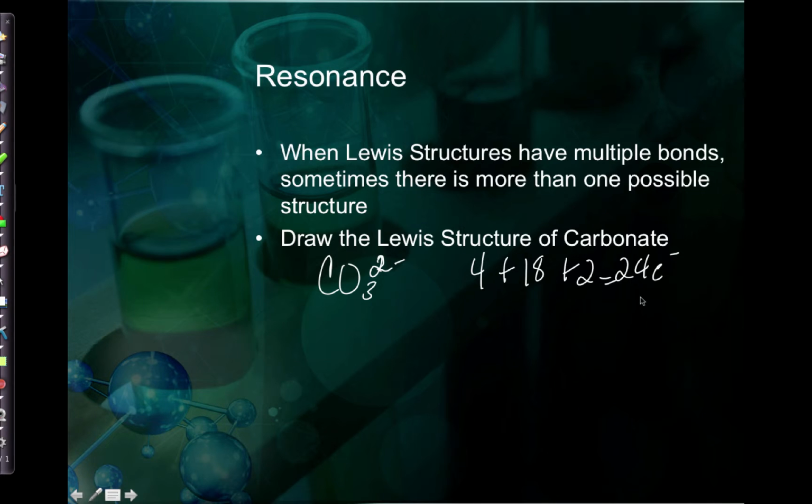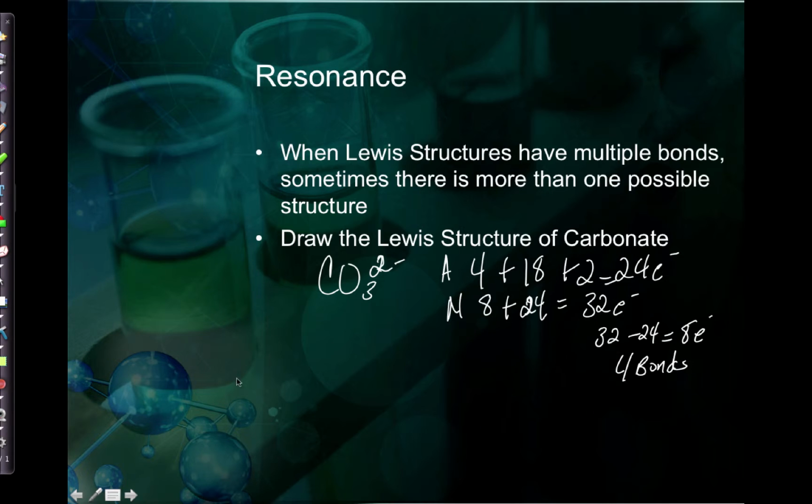All right, so that's for the available, and for needed, well, carbon wants to have 8, so does oxygen, so that's going to be 8 times 3 would be 24. So that's going to be 32. All right, so 32 minus 24 would give me 8. So that should be 4 bonds. So that means I'm going to have a double bond in there somewhere.